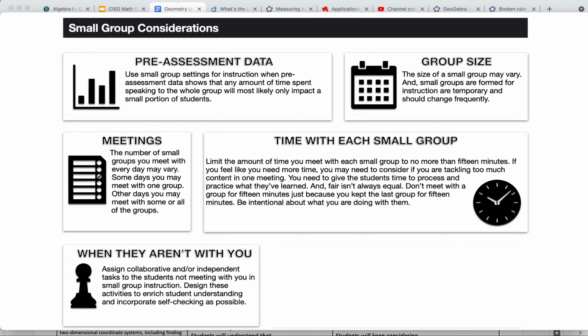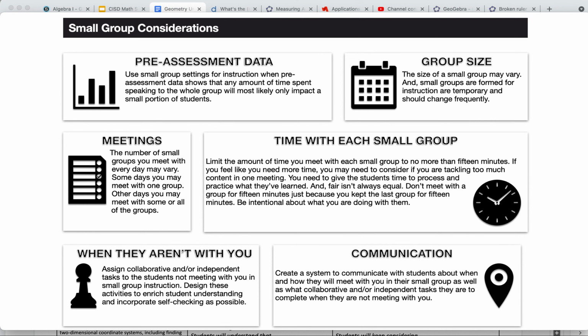When the students are not with us, assign collaborative or independent tasks. Design those activities to enrich student understanding and incorporate self-checking as possible. And create a system of communication so they know what to do when they're not with you and the expectations when they are with you.